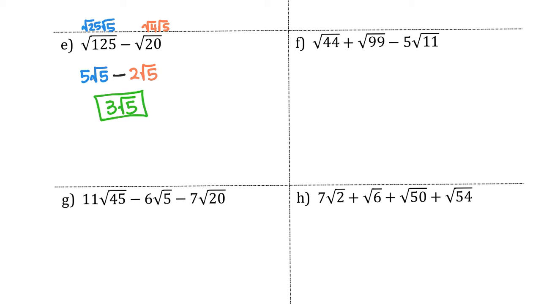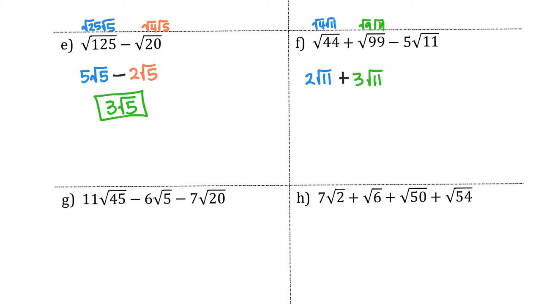Okay, let's look at the next one. I have square root 44 plus square root 99 minus 5 square root 11. Right now none of the radicands match, so let me see if I can simplify anything. 44 is 4 times 11, and the square root of 4 is 2, so I can simplify square root of 44. What about 99? That's 9 times 11. The square root of 9 is 3.